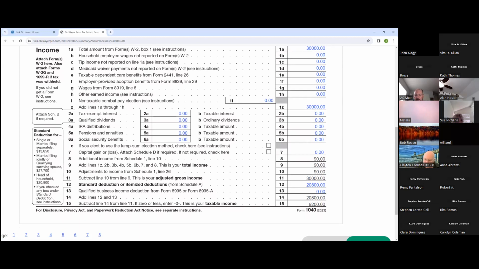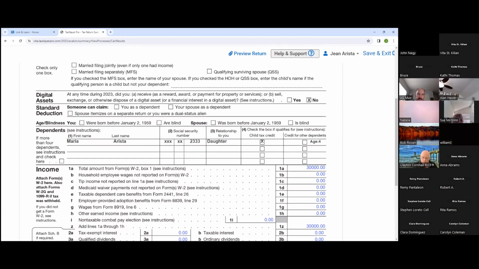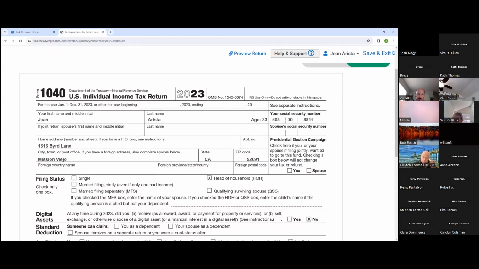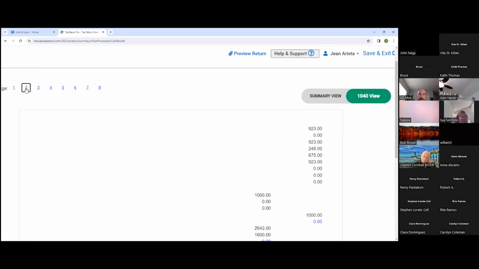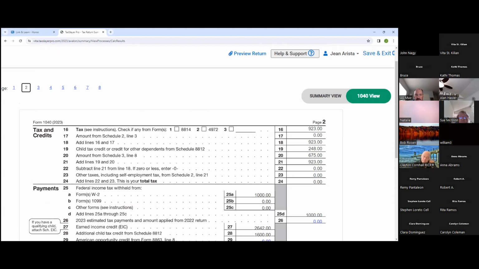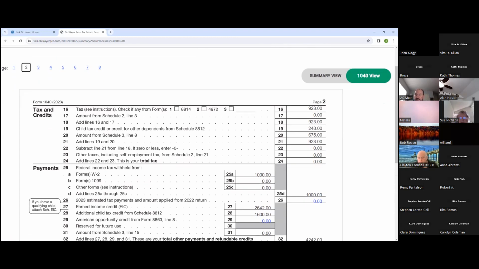So what happens is the software then will look at taxable income and filing status, and then from that, the software is going to indicate the amount of individual income tax that needs to be paid by the taxpayer. And so you can see this, that equates to 10%, and that is the $923.